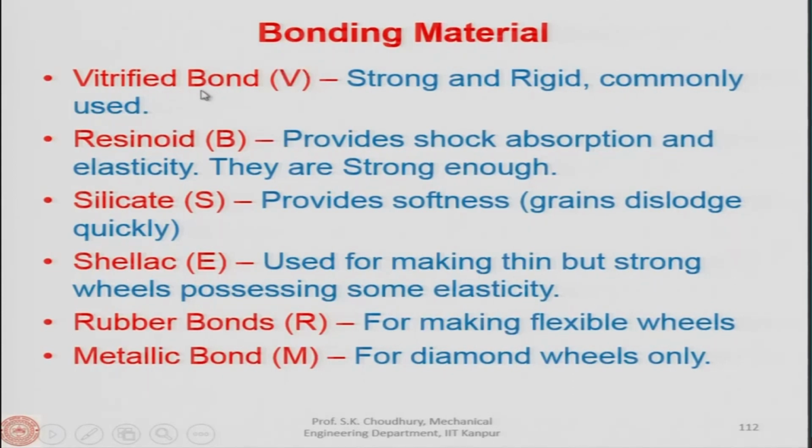Now, the vitrified bond is designated as a capital letter V. These are very strong, rigid, they are commonly used, they are available abundantly in nature and they are not very expensive.